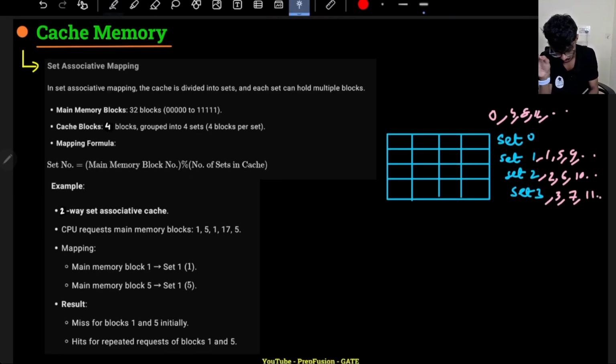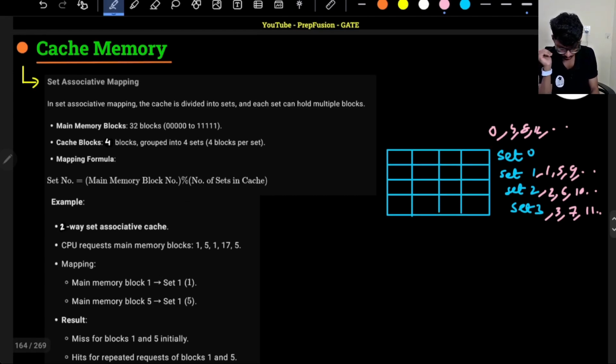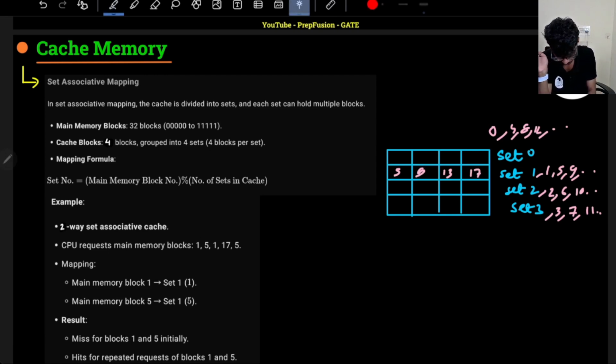Now let's say initially I am requesting block 1. Let's say I have the blocks 5, 9, 13 and 17 here. These are the main memory blocks present. Now the CPU requests block 1. So the CPU comes here; this is a 4-way cache, right?